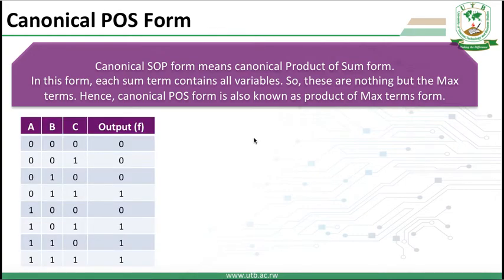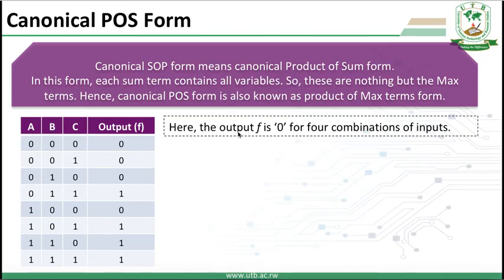Let me make you understand the canonical POS form using this truth table. This truth table is the same as the previous one, but using this same truth table I am going to find the canonical product of sums Boolean expression. Here the output F is 0 for 4 combinations of inputs, so to get output 0 we have 4 combinations, here, here, here and here.